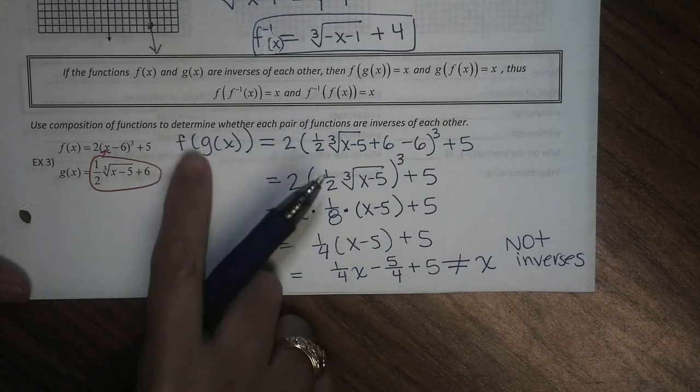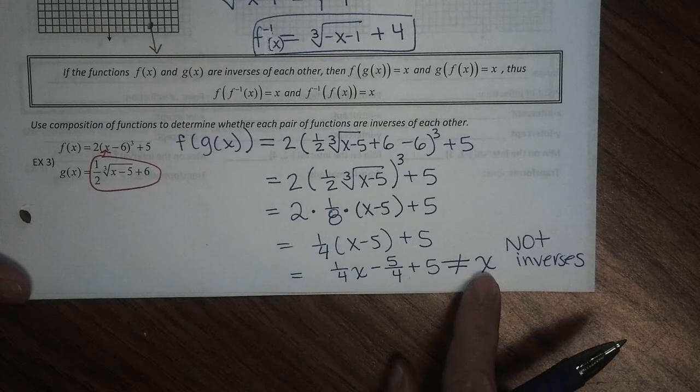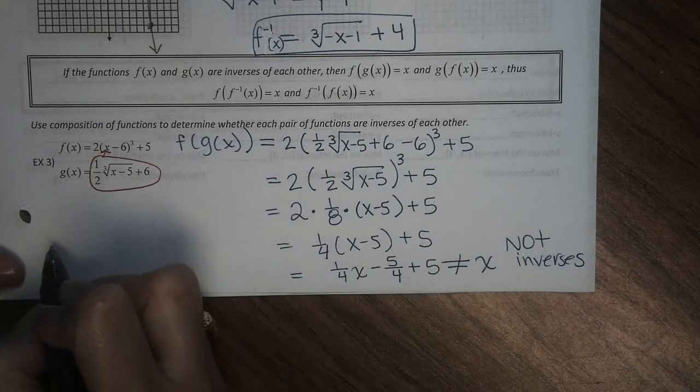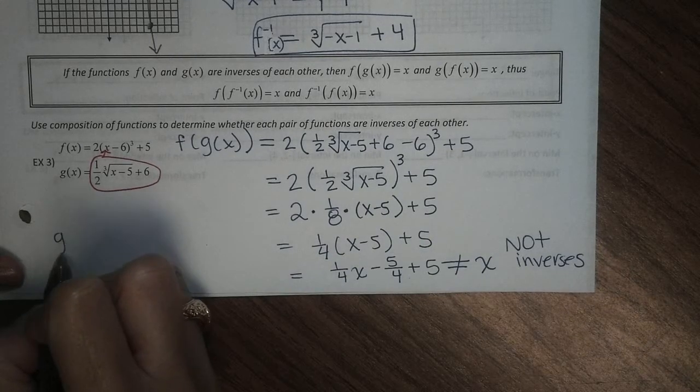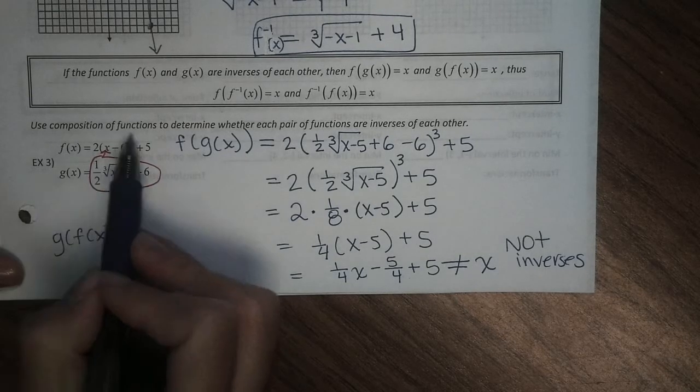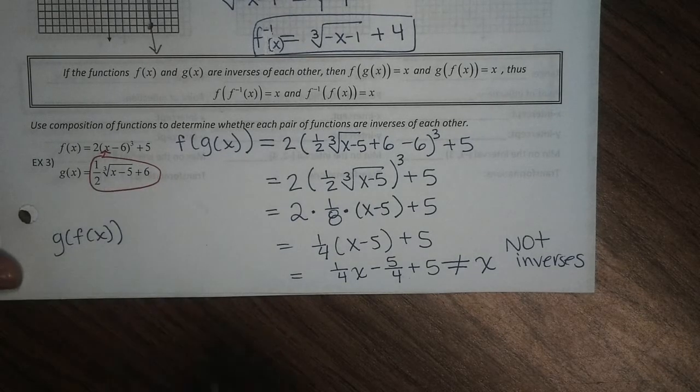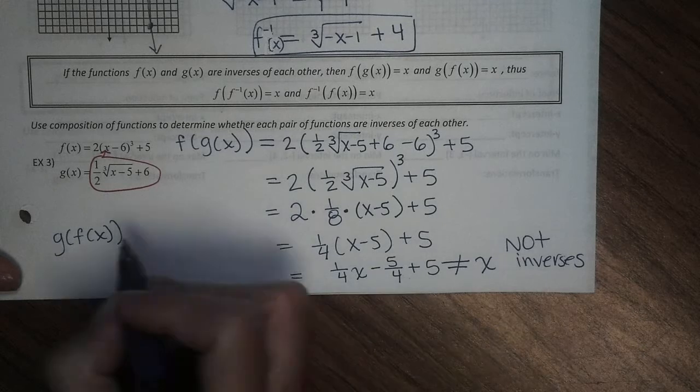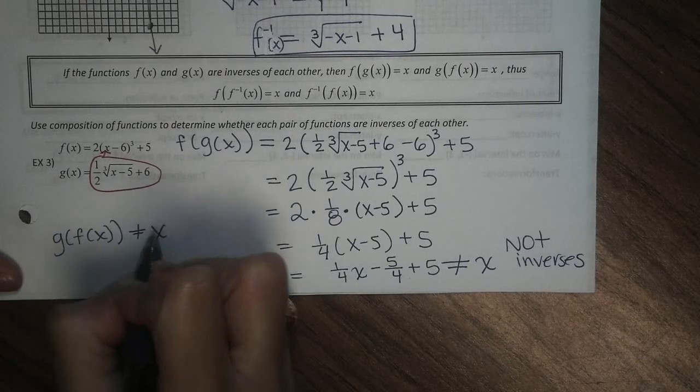But if the first f of g of x does equal x, then do go ahead and try the other way around, which is the g of f of x. So try plugging the f function into the g and see if that equals x, just to double check that they are inverses. But for this one, they're not. So I know for a fact that's not going to equal x.